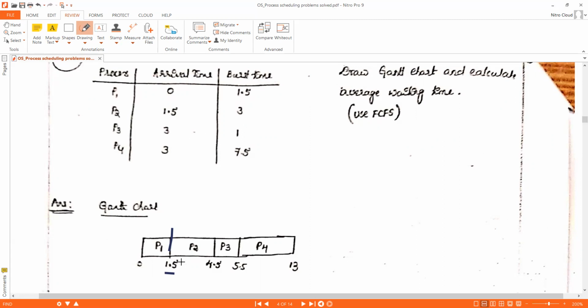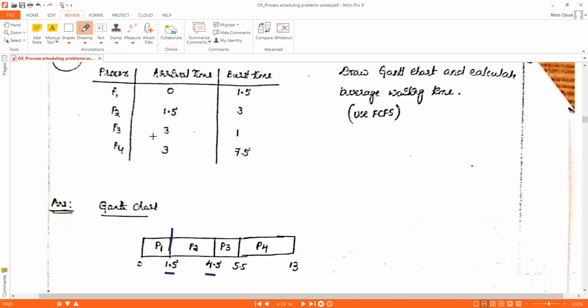3 milliseconds. So process 2 will be executed by the CPU: it will start at 1.5, then 2.5, 3.5, 4.5. Okay, 3 milliseconds it will be executed by the CPU. At 4.5, process 2 will complete its execution. The CPU will become free again. Okay. By that time, at clock time 3 milliseconds, process 3 arrived to the ready queue.